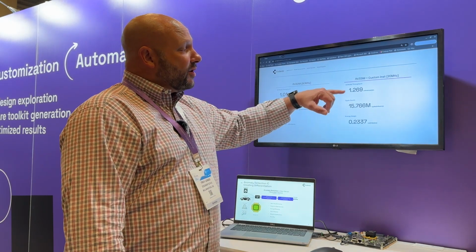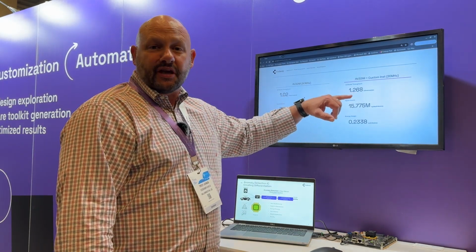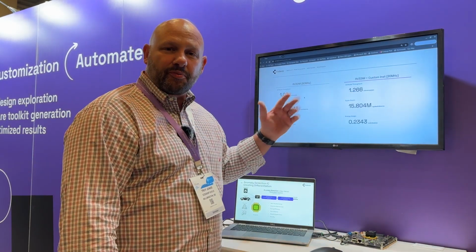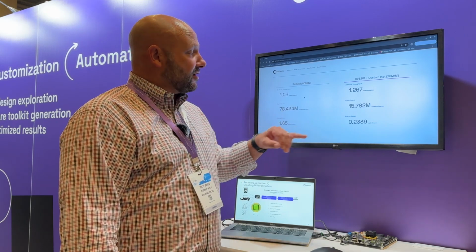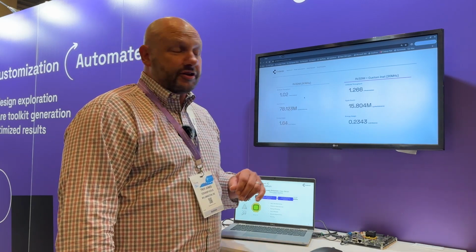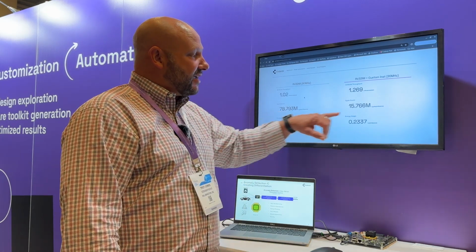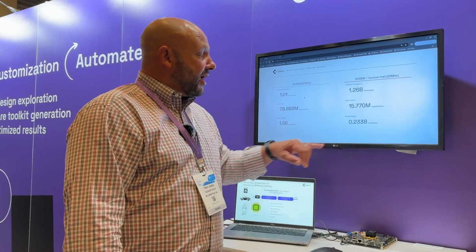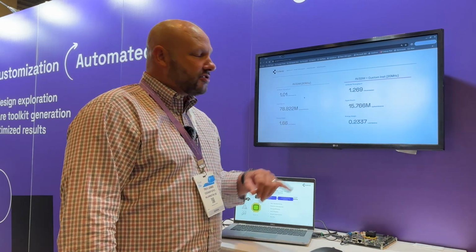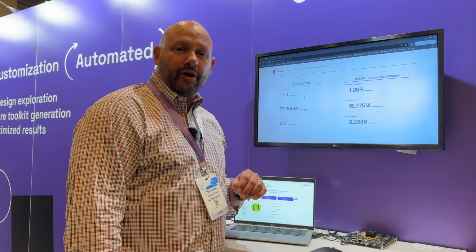Here we see that we are up by about 30%, 1.26, 1.3 inferences per second. Cycle count per inference dramatically dropped from about 80 million down to 15 million cycles per inference. And look at the power here. We're down to less than a quarter millijoule per inference.